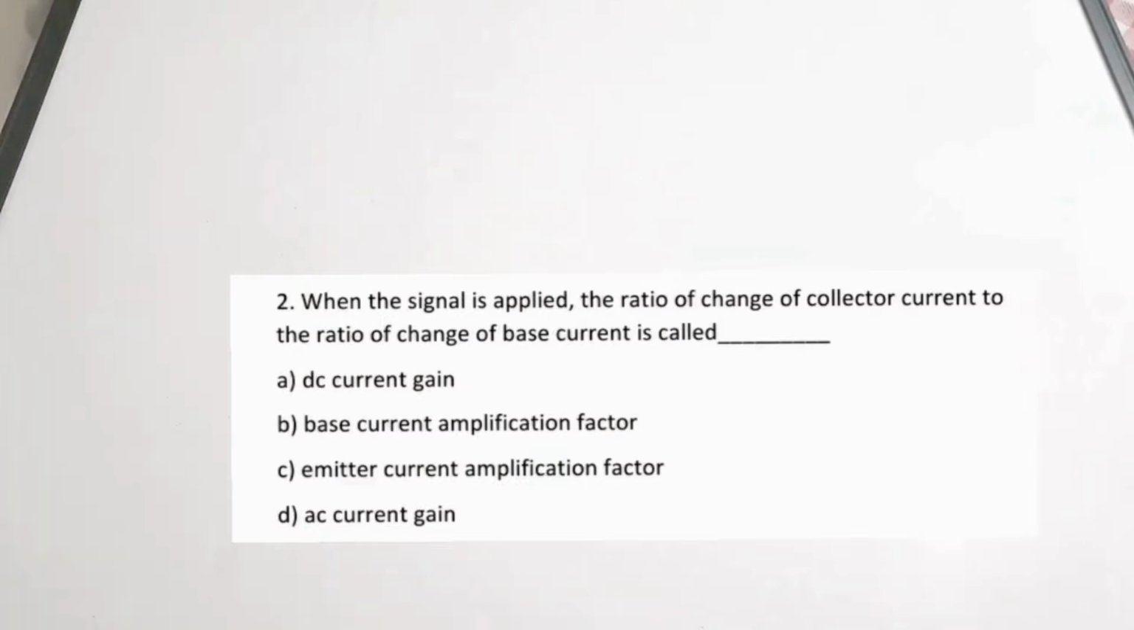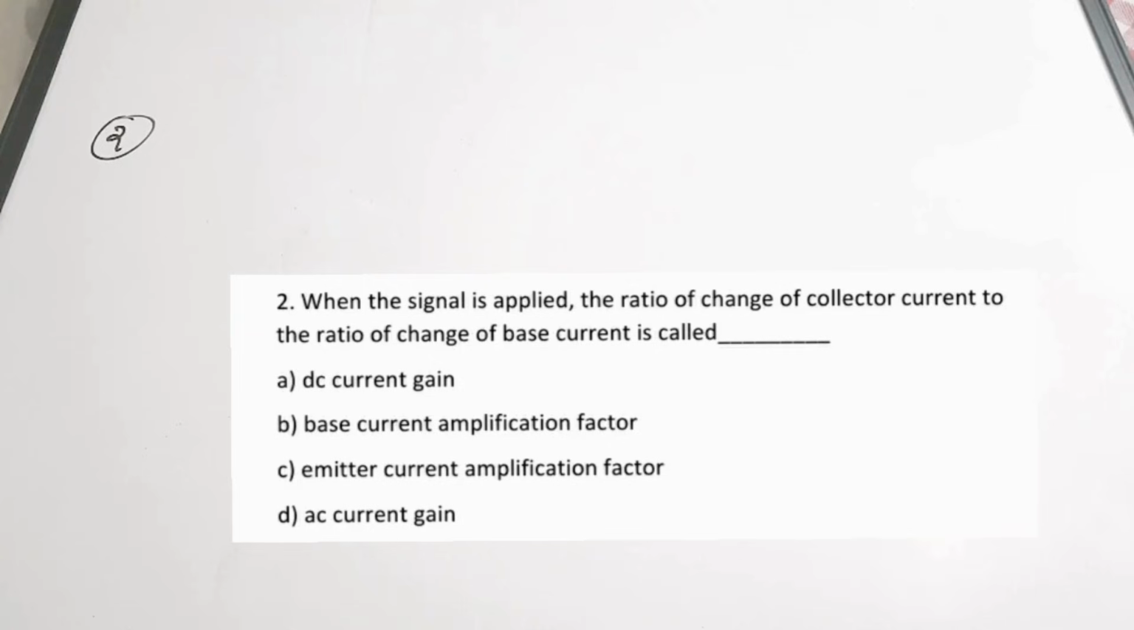Now moving on to the second question. When the signal is applied, the ratio of change in collector current to change in base current is called dash. A, DC current gain. B, base current amplification factor. C, emitter current amplification factor. D, AC current gain. The correct answer is AC current gain.